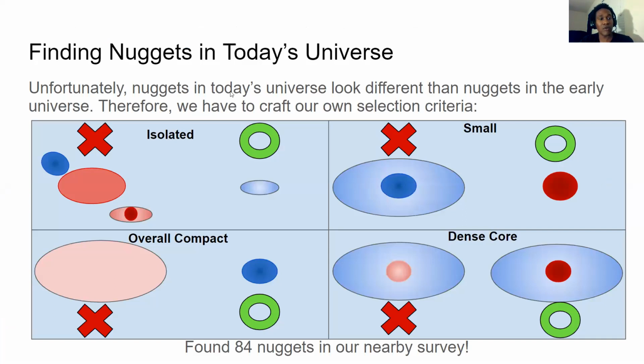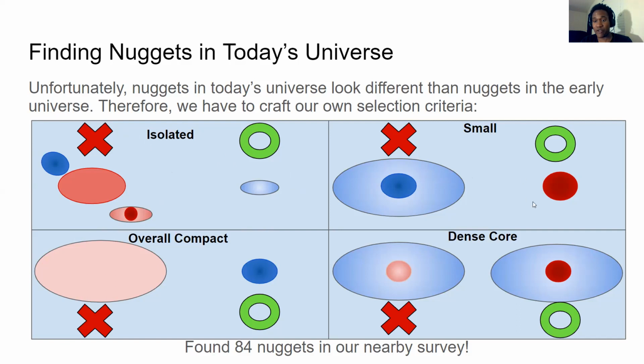Since nuggets in the early universe look different than nuggets in today's universe, we have to make a selection criteria for nuggets in today's universe. Here's what we decided on. First, we want these nuggets to be isolated. The reason is that if you have a galaxy in a group, it is possible for a galaxy to look like a nugget but really not be one, looking like a nugget only because of galaxy group physics. So therefore, we only want to choose isolated galaxies.